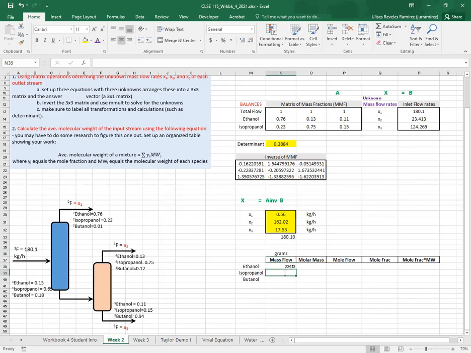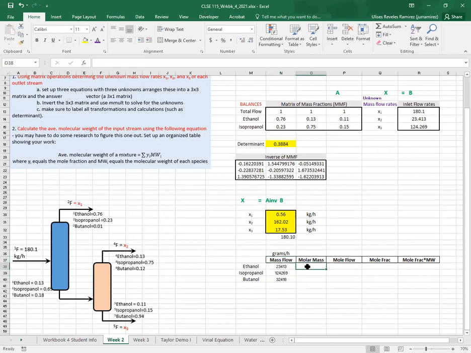Okay, I'll do the same for the other ones. So 180.1 times the composition, 0.69, times 1,000. That gives me this one. And for the last one, 180.1 times the composition, 0.18, times 1,000. Okay, now I have the mass flow in grams. Actually, that will be grams per hour. Let's take 1 hour. That will be the mass in grams.